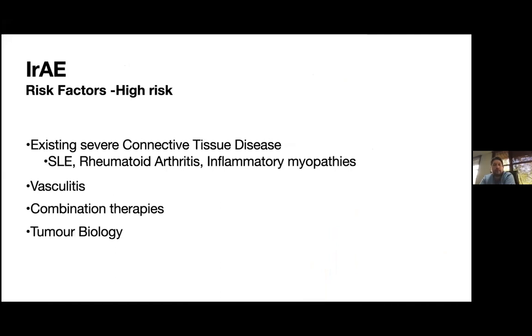Immune-related adverse effects, risk factors in terms of high-risk conditions: existing severe connective tissue disease such as SLE, rheumatoid arthritis, and inflammatory myopathies would obviously be a no. Uncontrolled vasculitis in individuals receiving combination CTLA-4 and PD-1 inhibition would naturally be at risk for more adverse effects, and then it depends on the tumor biology.